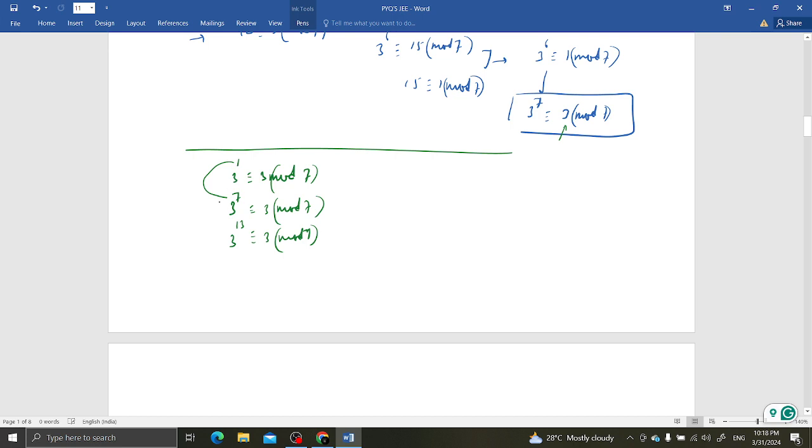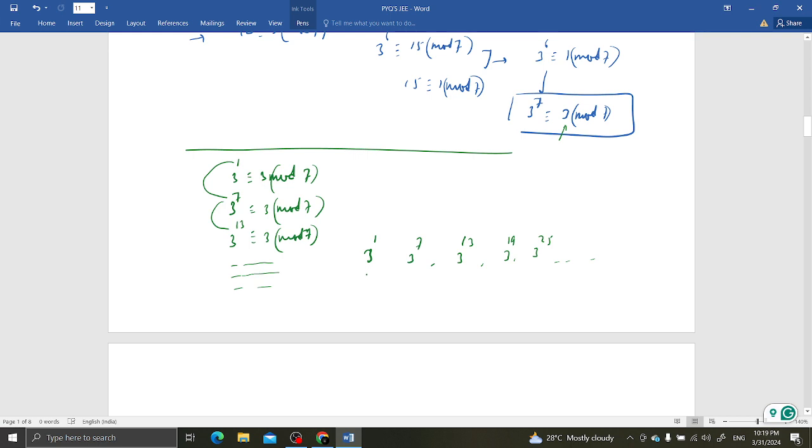Between 1 and 7 we have a gap of 6, and here also there is a gap of 6 numbers: 8, 9, 10, up to 13. So we get the idea that 3 to the power 1, 3 to the power 7, 3 raised to the power 13, 3 raised to the power 19, 3 raised to the power 25, and so on, all leave remainder 3 when divided by 7.